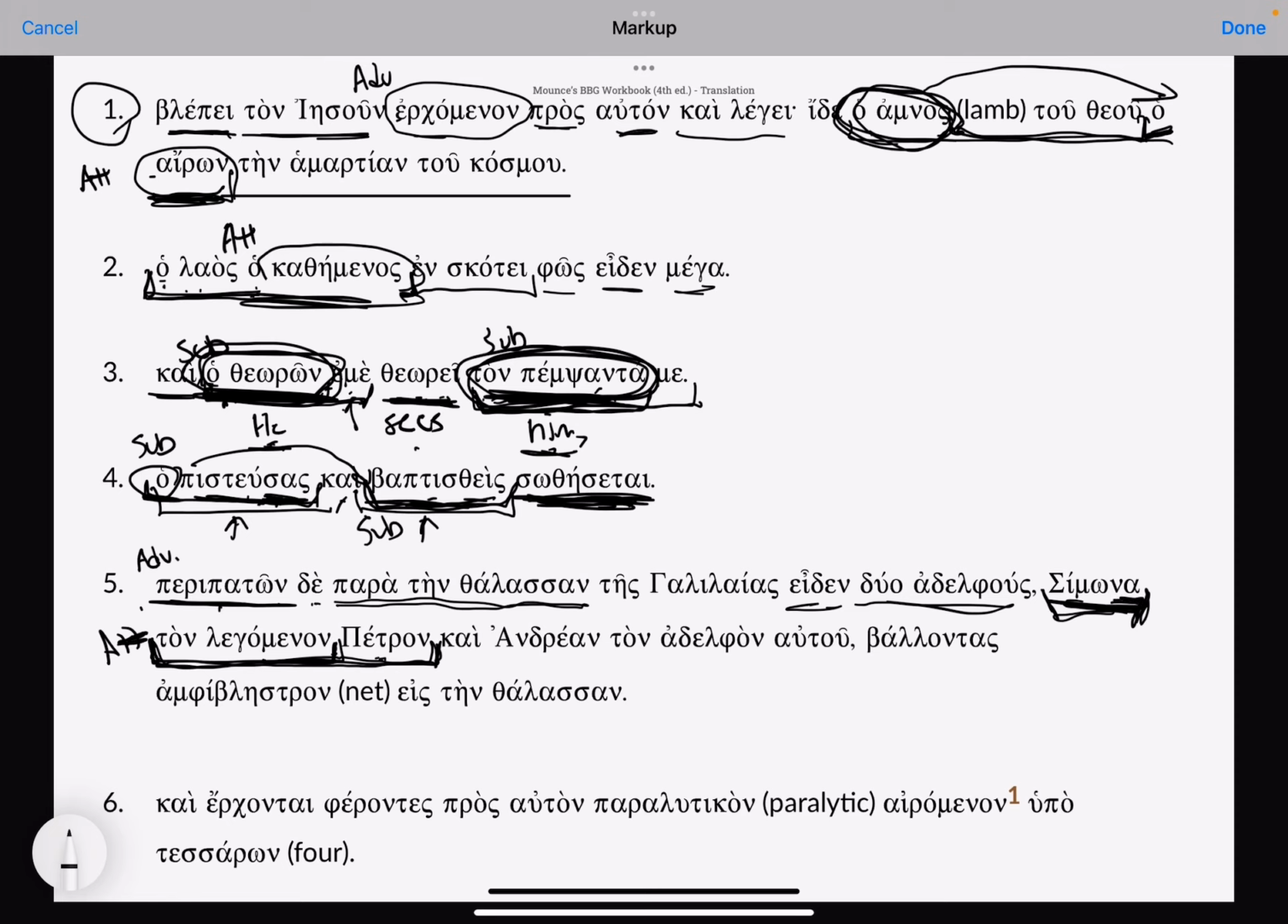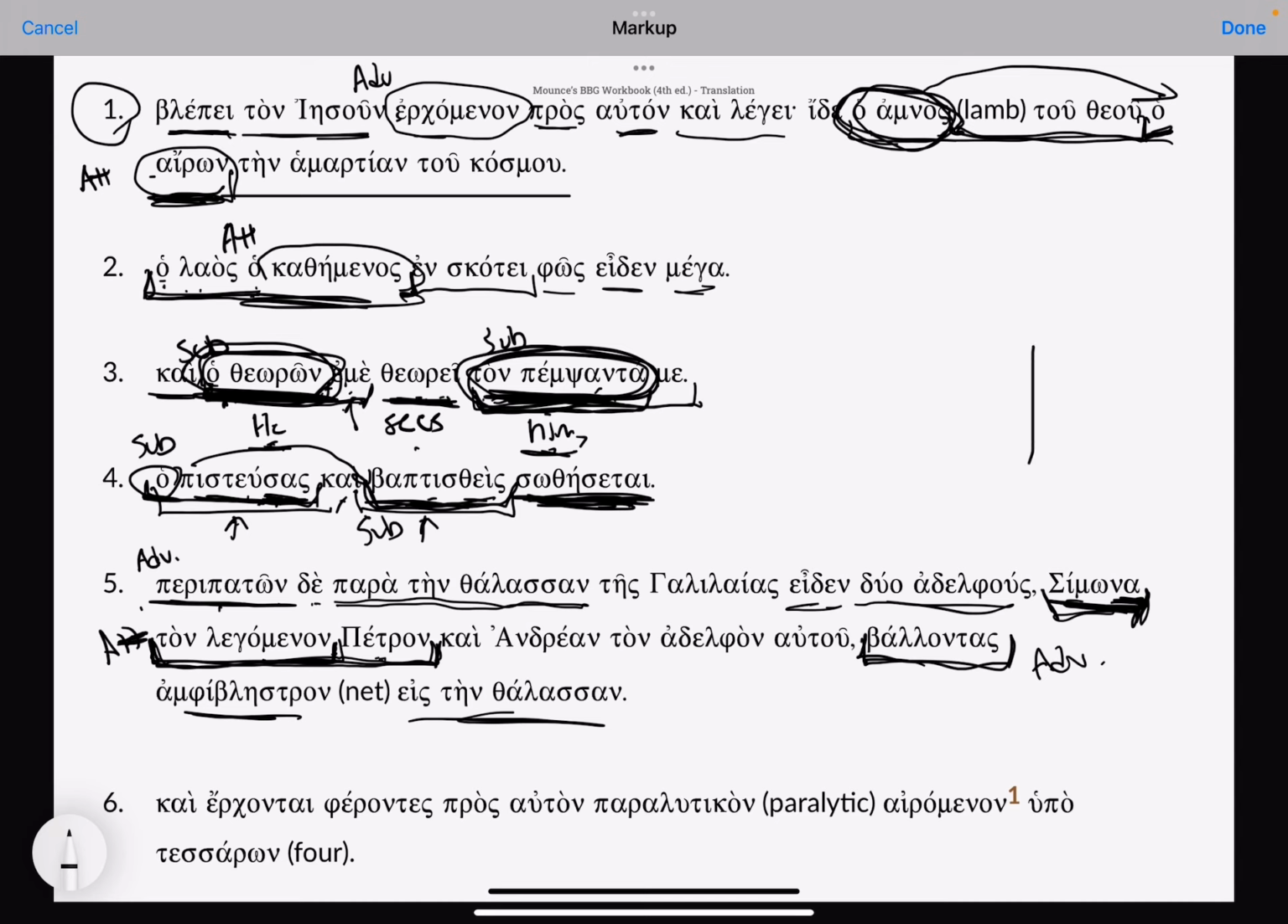So Simon and Andrew, his brother, here's a present participle. It's adverbial. While casting nets into the sea. So this is adverbial. Okay.